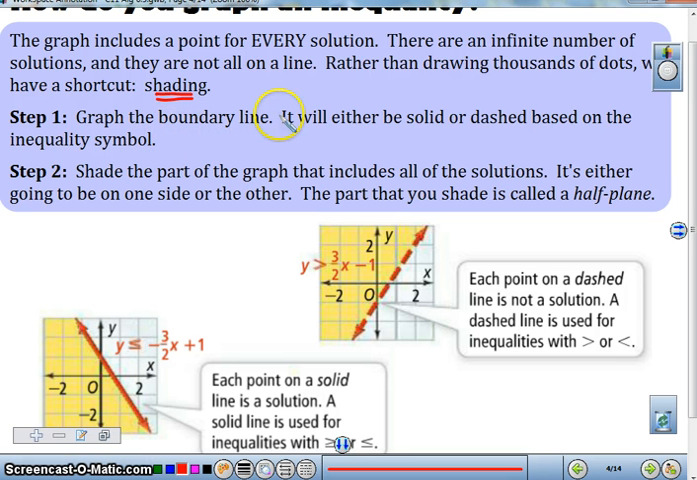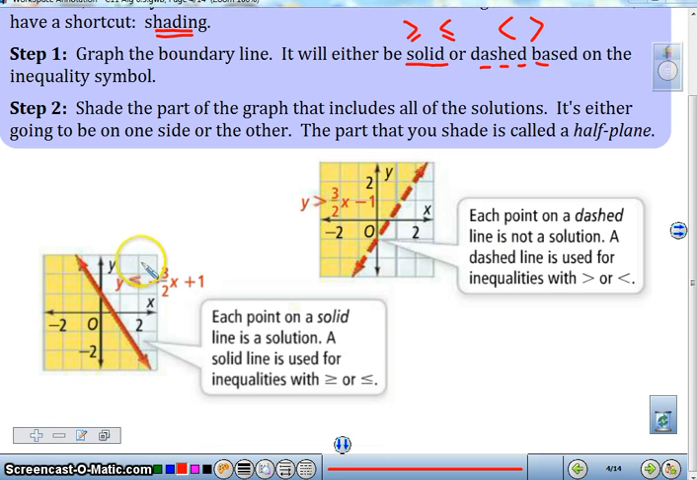When we graph a boundary line, it's either solid. When do we have solid? Greater or equal, less or equal. Or a dashed line. So if you're thinking about those dashed ones, that's going to be our less than and greater than. And it's based on that inequality. And then we shade the part that includes the solutions. It's either going to be on one side or the other, and the part that you shade is called the half plane.